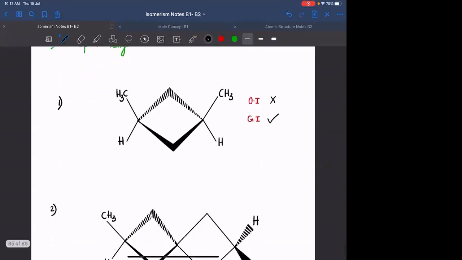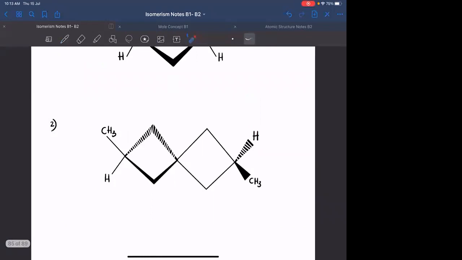Okay. Spiro compounds matlab, if you are having two rings and both the rings are joined at a particular carbon, those compounds are called spiro compounds. Bicyclo compounds matlab, if two rings are joined at two different carbons, then these are called bicyclo compounds. These two rings are joined using two different carbons, this is bicyclo. These two rings are joined using a single carbon, this is spiro.